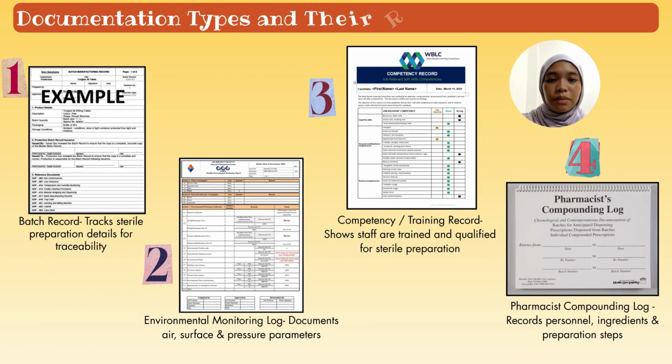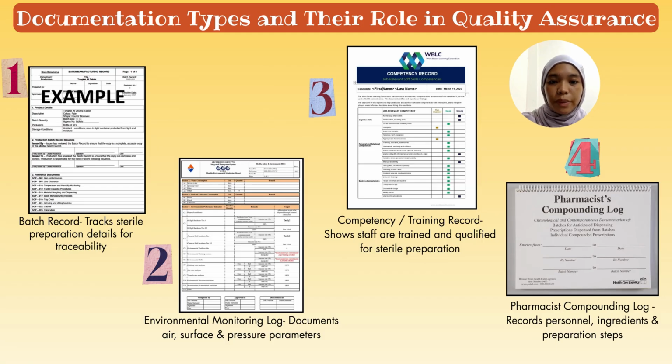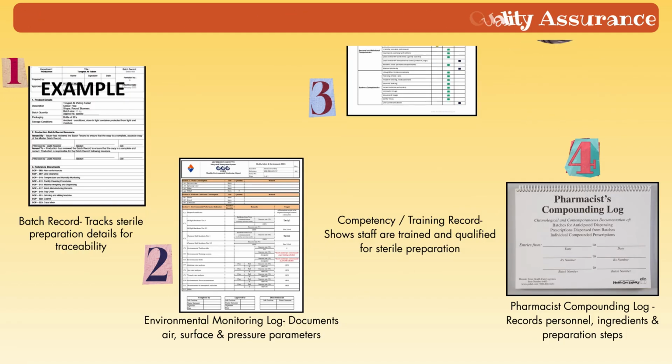These are image examples of different types of records that ensure quality assurance in sterile preparation. The first one is batch records that track preparation details for traceability, while compounding logs document personnel, ingredients, and steps. The environmental monitoring log records surface and pressure parameters to maintain sterility, and lastly, the competency record shows staff are trained and qualified to perform sterile compounding safely.